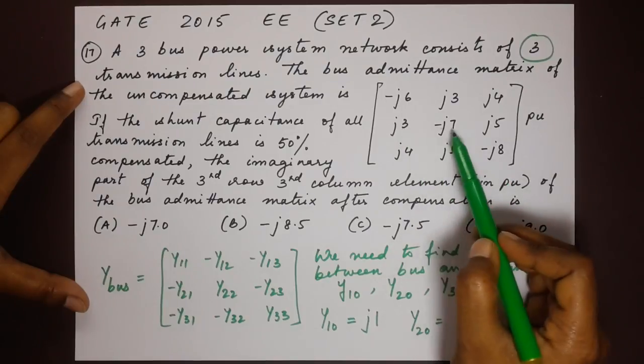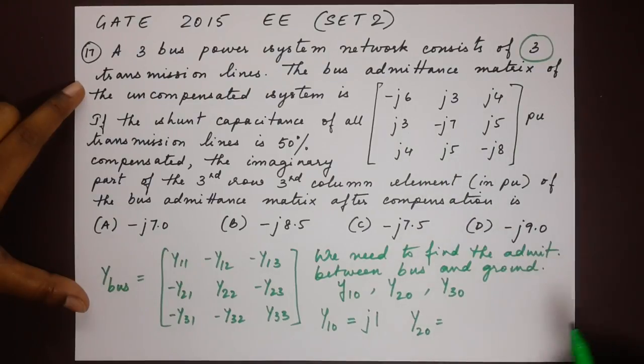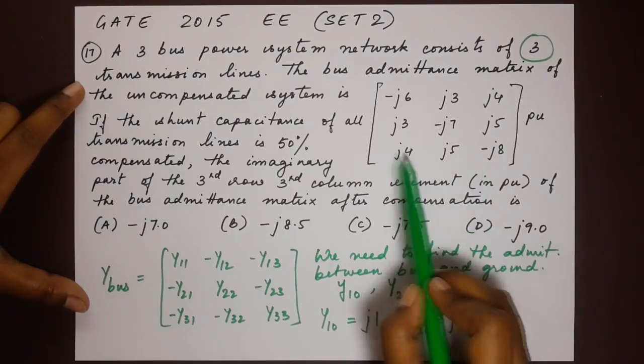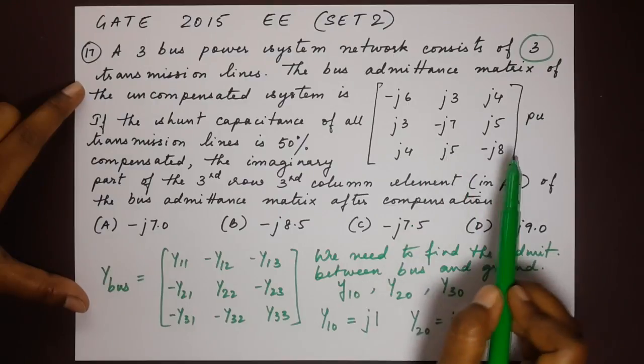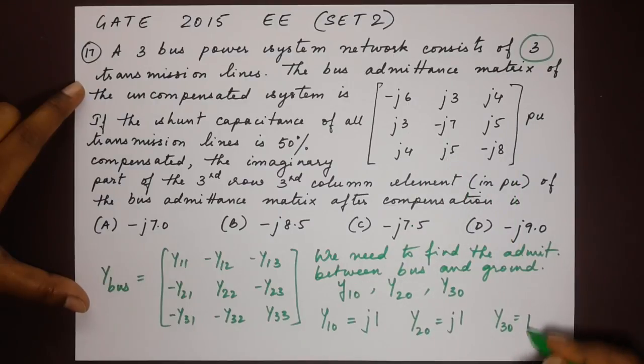So that's 3 minus 7 plus 5 and that will give you j1. Similarly, Y30 you will obtain by adding the elements of the third row. So that's 4 plus 5 minus 8. That gives us again j1. I hope that is clear. So far we have found out the admittance between the bus and the ground. So the first step is done.